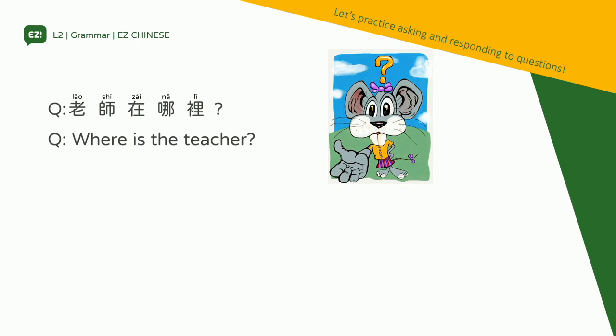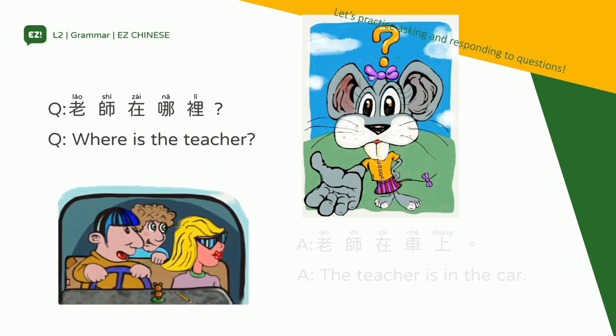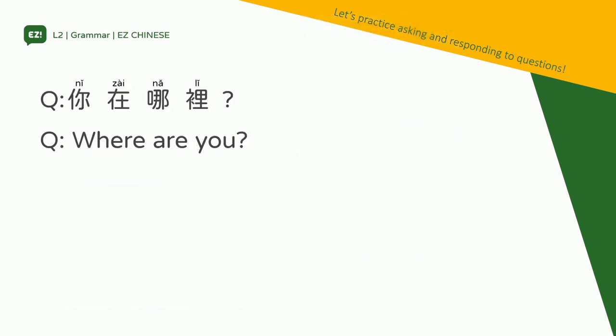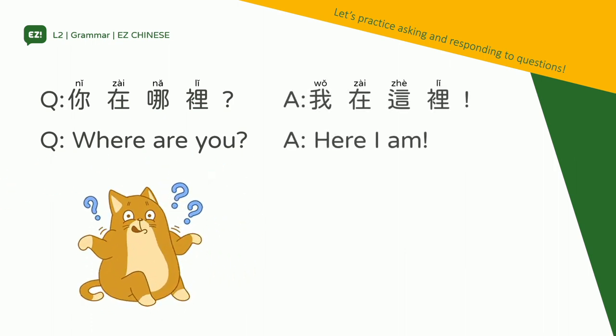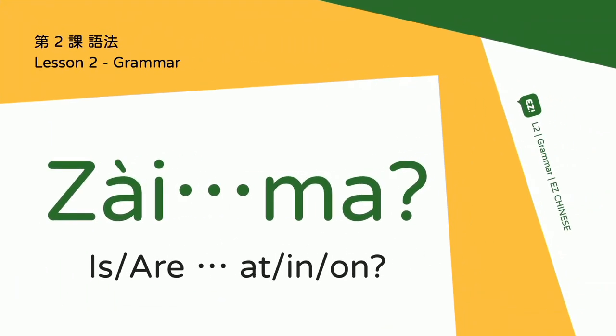老师在哪里? Where is the teacher? 老师在车上。 The teacher is in the car. 你在哪里? Where are you? 我在这里。 Here I am. 在吗?